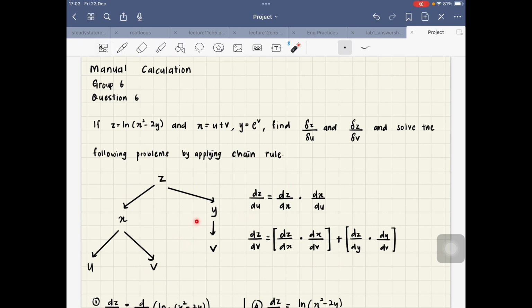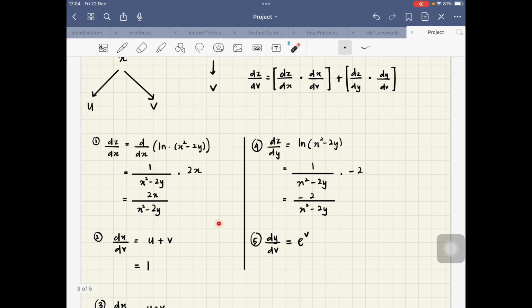From the tree diagram, you can get dz over du equal to dz over dx multiplied by dx over du. Meanwhile, dz over dv is equal to dz over dx multiplied by dx over dv plus dz over dy multiplied by dy over dv. As we can see here, this is all the calculation that we needed to do the differentiation from the equation here.